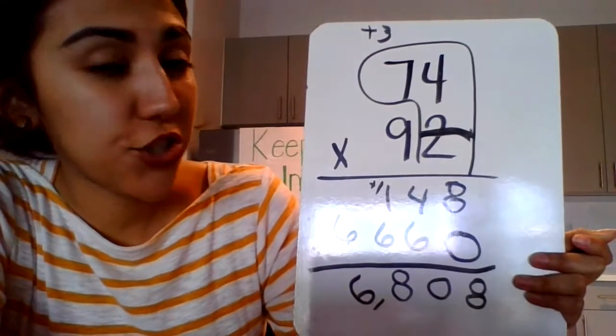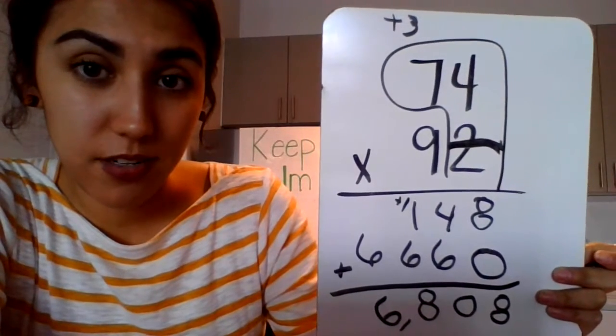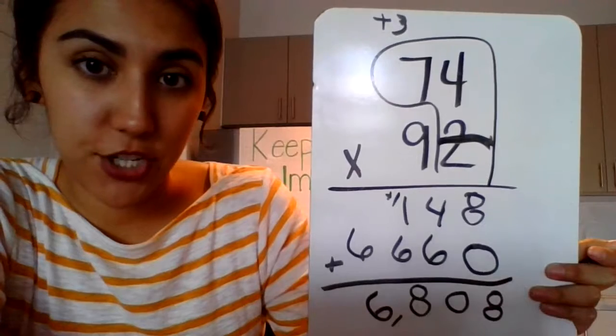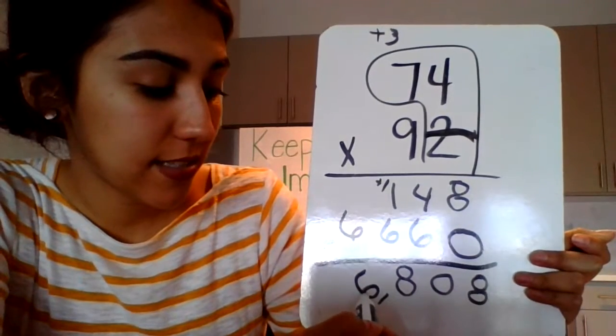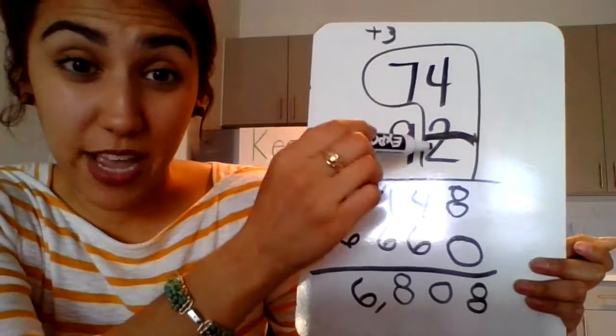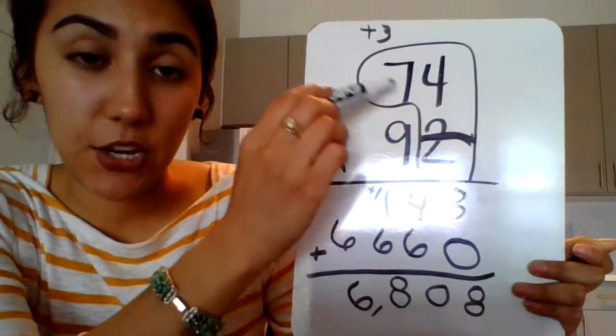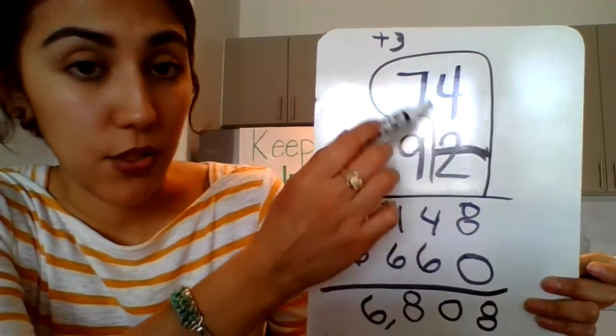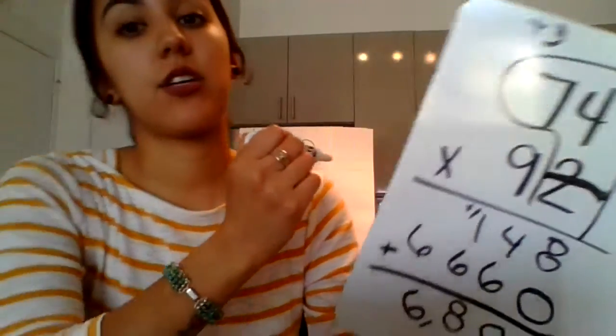And if we wanted to check our answer, the inverse operation to a multiplication problem is division. So you would divide 6,808 divided by one of these factors, and your answer should be either one of these. So if you want to check your answer, you can do that.